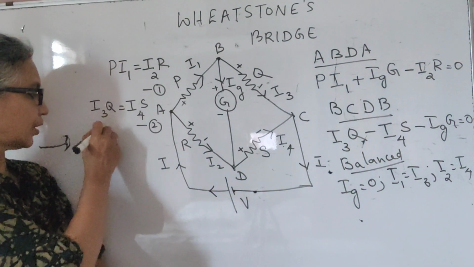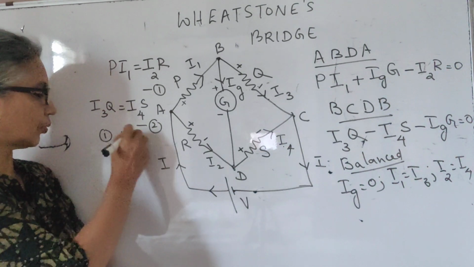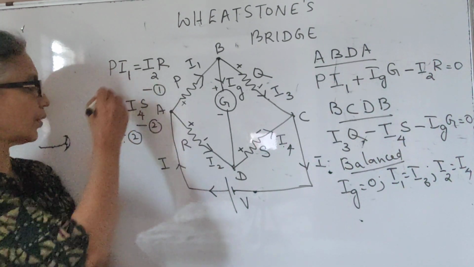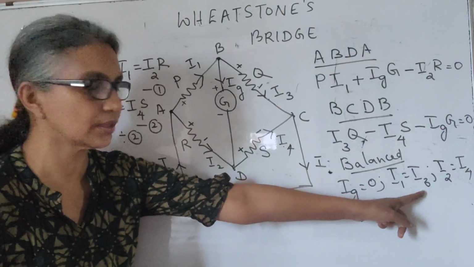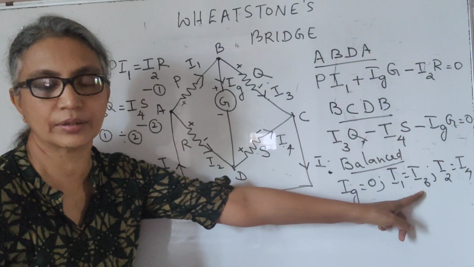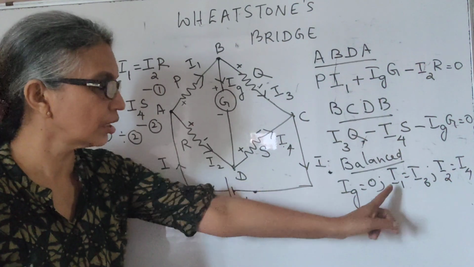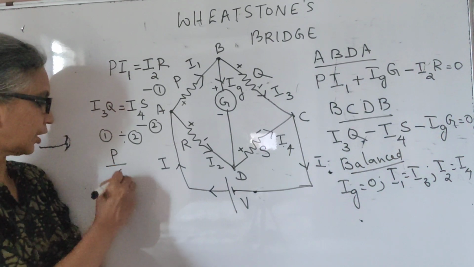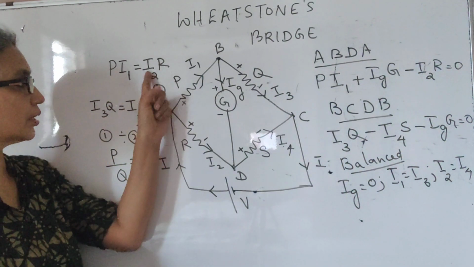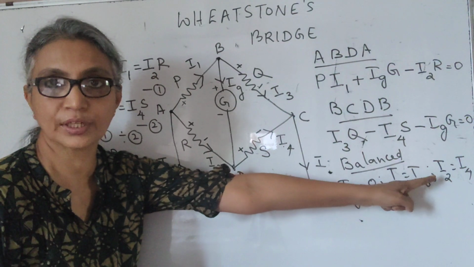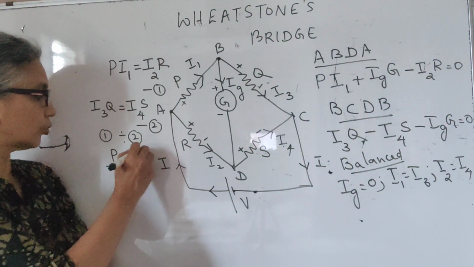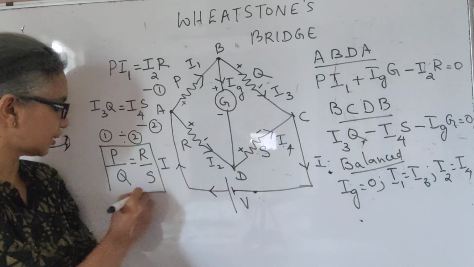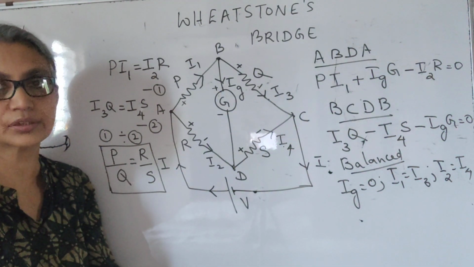If I divide the first equation by the second equation, here I will have I1, and I1 and I3 we know now are equal because your Wheatstone bridge is in balance condition. So if I1 and I3 are the same, they get cancelled, and I will get P by Q equal to, I2 is equal to I4, I2 and I4 are equal, so then we have this equal to R by S. And this is what you call the balance condition of a Wheatstone bridge.